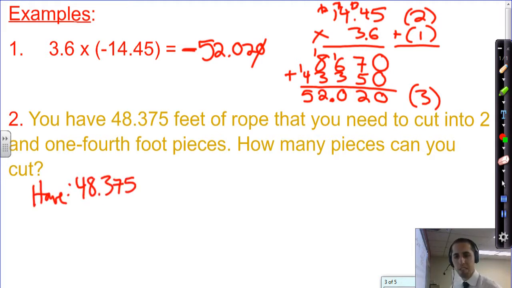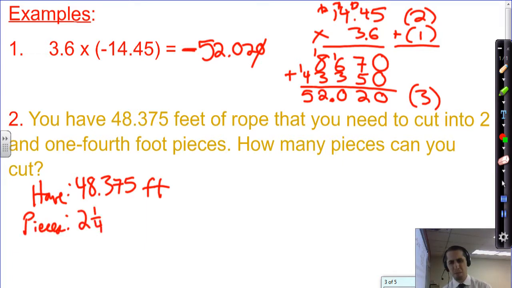Does anyone have 375 thousandths as a fraction? It's 3/8. And we are going to have pieces that are 2 and 1/4. Uh-oh. Well, now we have a mixed number and we have decimals. If only I could convert so that all decimals are all mixed numbers. So I just told you that 375 thousandths is the same as 3/8, but let's convert 2 and 1/4. That's probably an easier one. 1/4 kind of means like a quarter. So I know that a quarter is worth 25 cents.